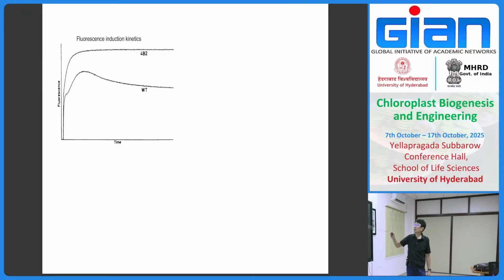And 4B2 is one of the psaC knockout mutant transformant clones. Okay, so the kinetics are like this: it exponentially goes up and then stays constant. It's completely different. So you know from your laboratory course what this phenotype means.